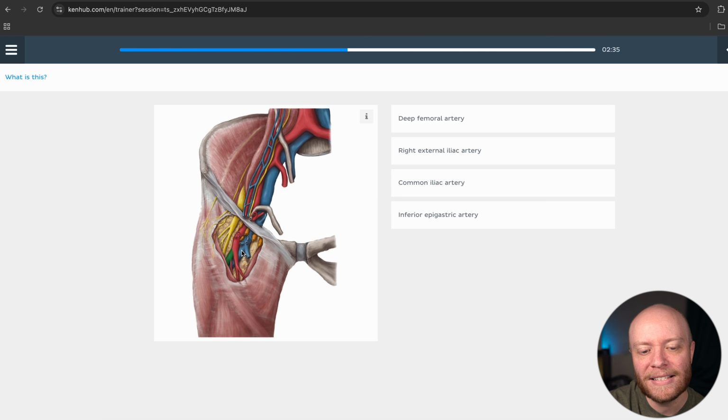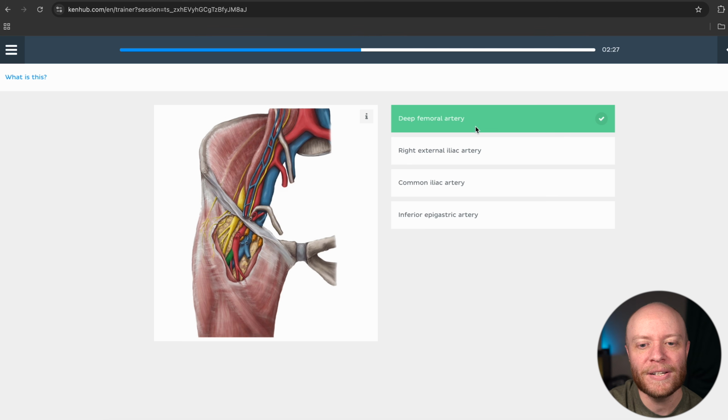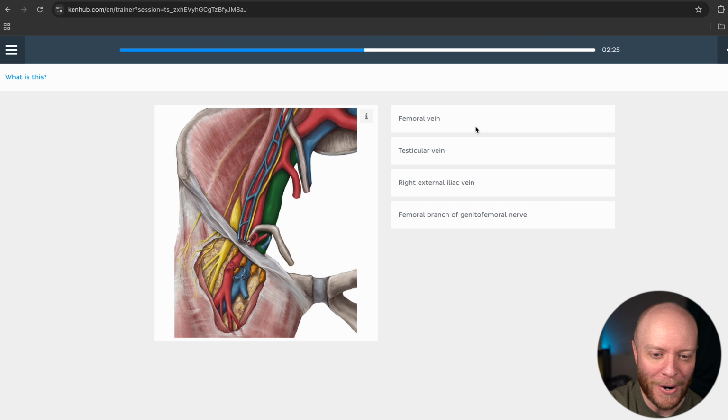So instead, try to figure out what you know, and then sometimes that can lead you down the right path to what you don't know, or to at least remind you. So this right here is the deep femoral artery.